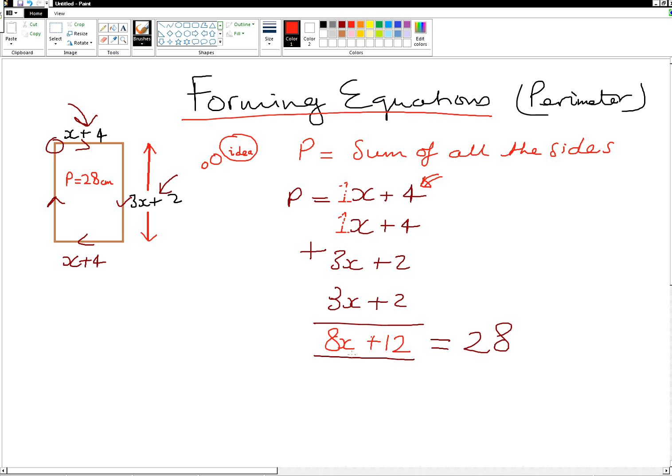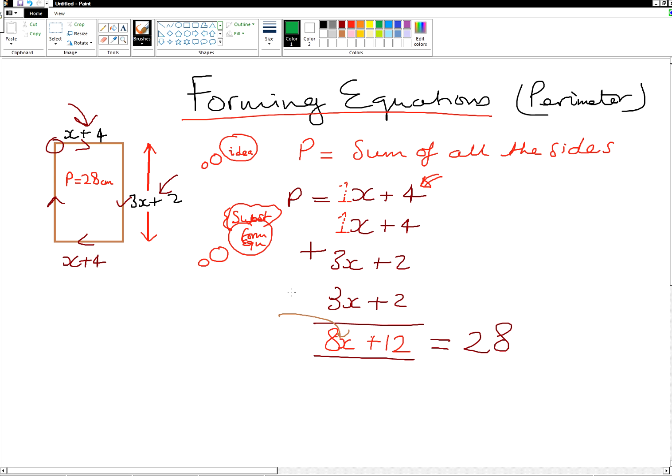We need to work out the value of x. So what we've done is we've had the idea. We've formed the equation. We haven't done substitution here. Actually, forming the equation takes the part of substitution that we said before. So we're substituting in for all our lengths and widths really. So 8x plus 12. Now we've got to work out the value of x.